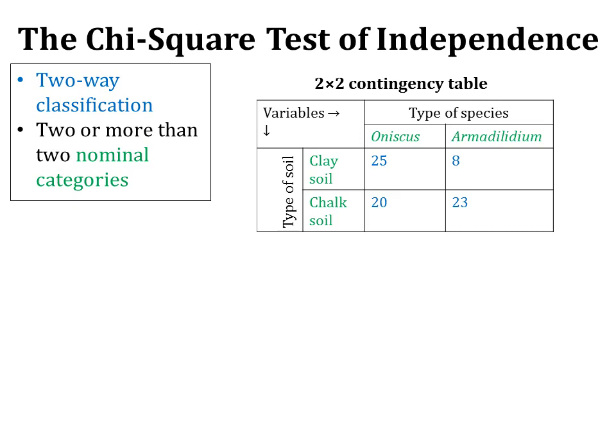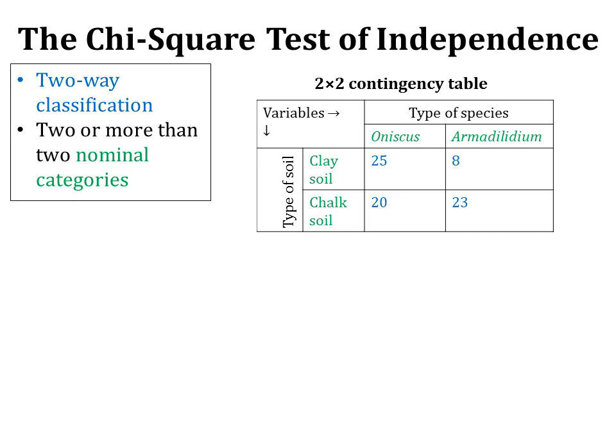So this 25 is the number of Oniscus in clay soil. So this number 25 is a two-way classification because it represents two variables at a time. And then the number 20, so this is Oniscus in chalk soil. And then number 8 represents Armadillidium in clay soil, and number 23 represents Armadillidium in chalk soil. So this is what is meant by a two-way classification, that each of these observations, each of these cells in a contingency table, represent two variables.